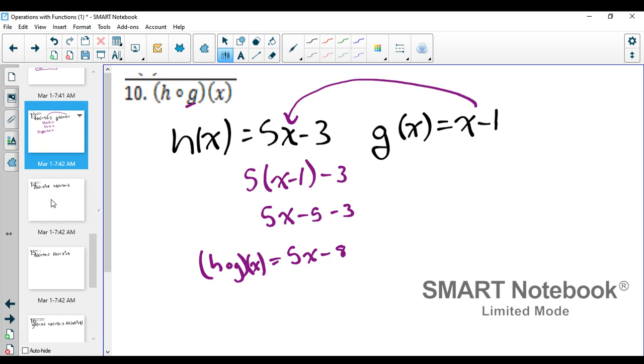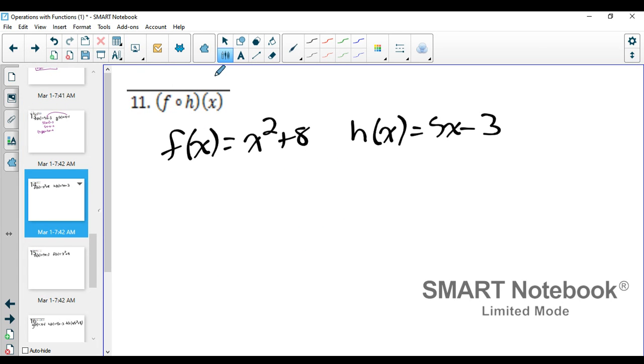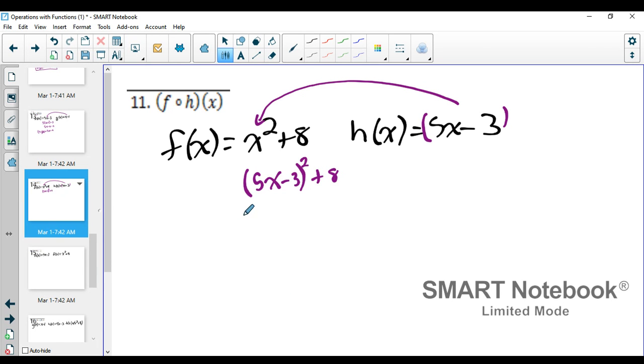All right, number 11. So we have f of h of x. So we are using the same 2 functions we've already used previously, except now 5x minus 3, this whole quantity, is being plugged into x here. So we have 5x minus 3 squared plus 8. So write this out because you're multiplying two of them together. So 5x minus 3 times 5x minus 3 plus 8.